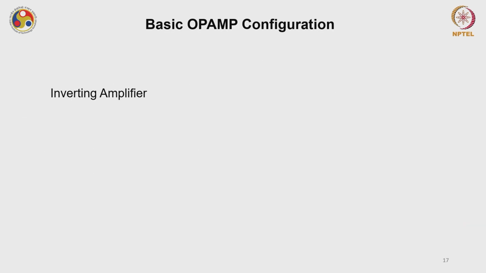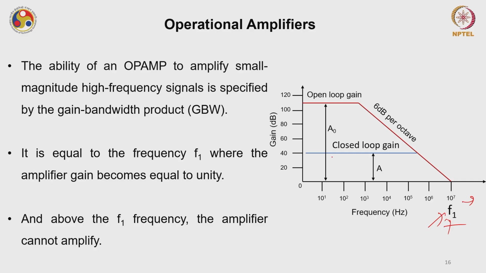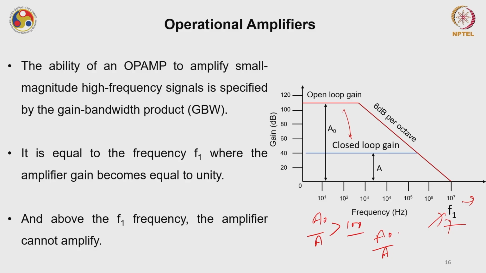If you see this configuration, this is the closed loop gain, which is very stable, although it is much lower as compared to the open loop gain. The ratio of AO by A greater than 100 is desired for better operation of the sensor, and for very stable operation you want AO by A, or open loop gain divided by the closed loop gain, greater than around 1000.